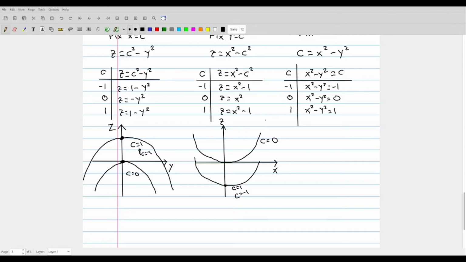So there you have it. These are the traces in the y traces, the traces in the zx plane, and the collection of all of these for every single c gives us the traces of our function or our expression.